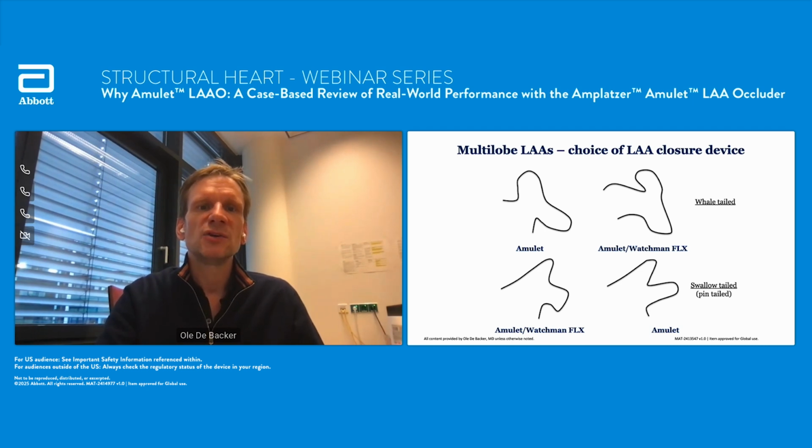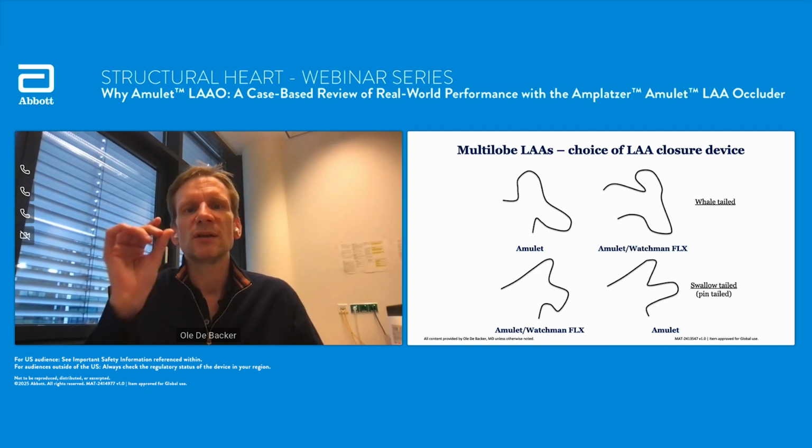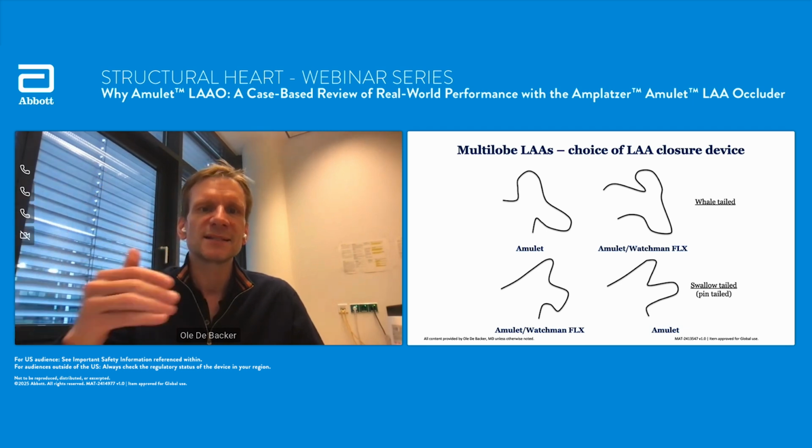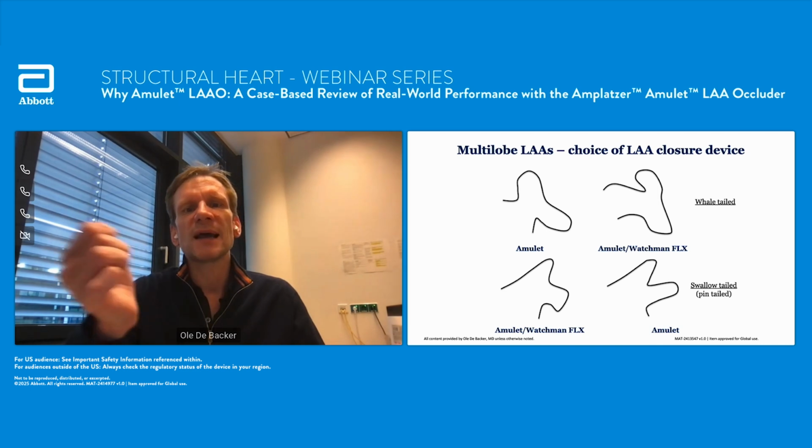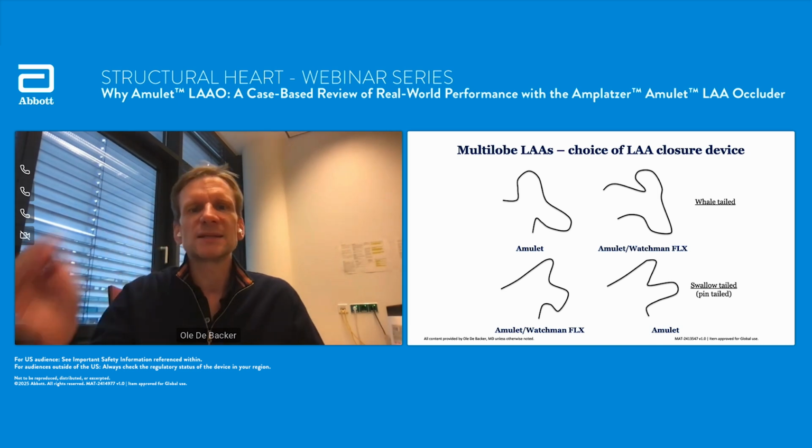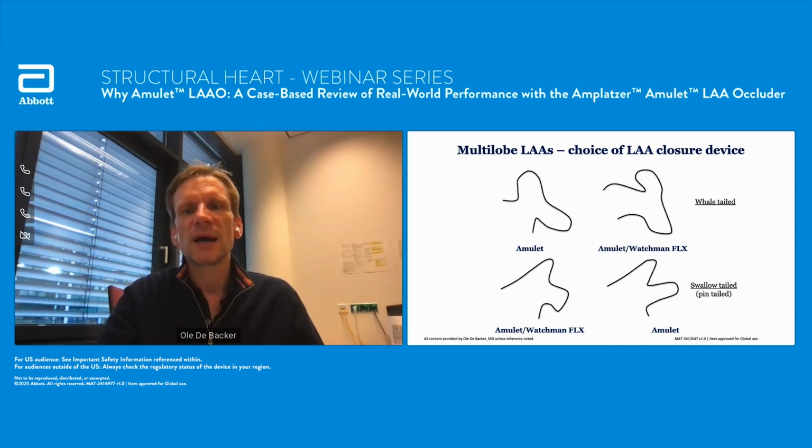it makes sense that here you have an advantage with the Amulet device, where the lobe actually only takes 10 to 12 millimeters. You can nicely anchor this distal of this waist and then have a nice closure of the ostium with the lid, with the disc of the Amulet.